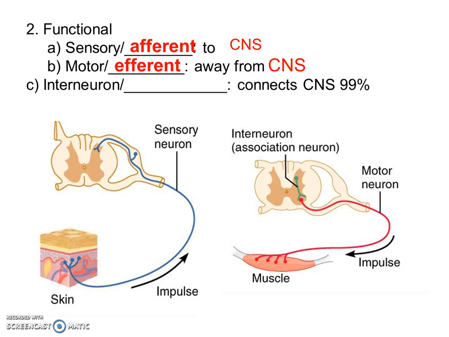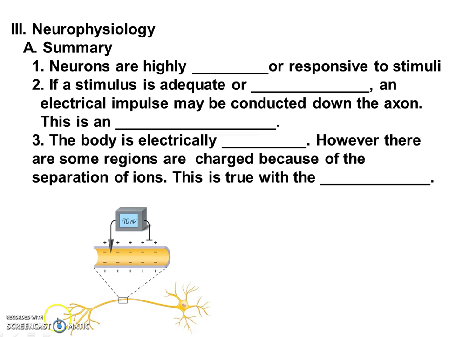Now, neurons that are found in the central nervous system are called interneurons or association neurons, and they connect the central nervous system together. 99% of the neurons in the central nervous system are interneurons. And we're going to stop there before we go into the physiology.